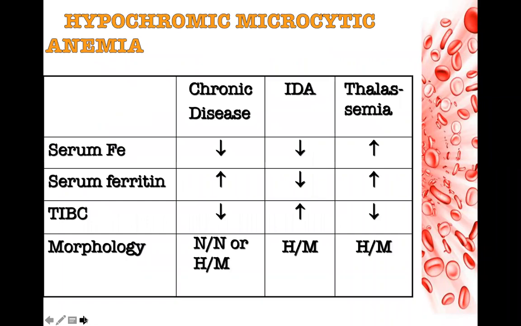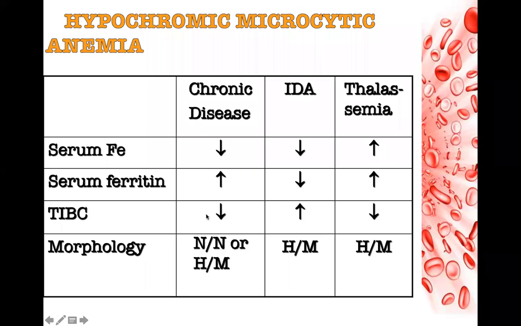So this is to compare chronic disease, iron deficiency anemia, and thalassemia when it comes to serum iron. In chronic disease and iron deficiency anemia, you expect a decrease in serum iron, whereas it's increased in thalassemia. Serum ferritin is increased in chronic disease, decreased in iron deficiency anemia, increased in thalassemia. Whereas total iron binding capacity is decreased in thalassemia and chronic disease, whereas it is increased in iron deficiency anemia.